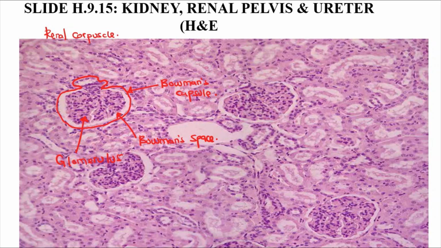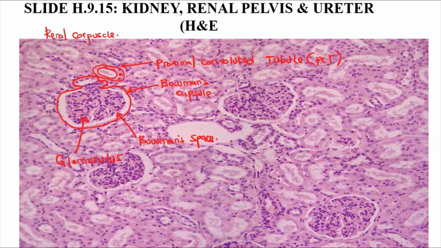But what you see near the renal corpuscle, this that has nucleus here, which is simple cuboidal epithelia and has a lumen. This one here is the proximal convoluted tubule. So the proximal convoluted tubule. It is denoted as the PCT.